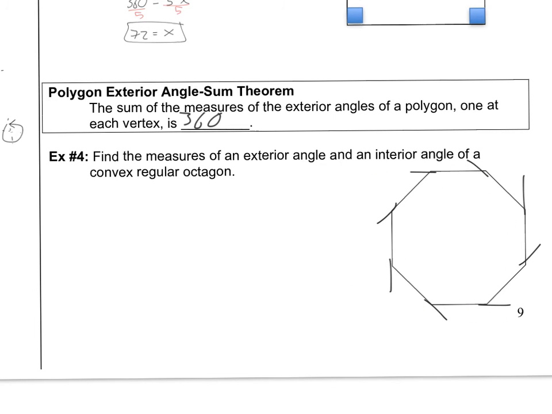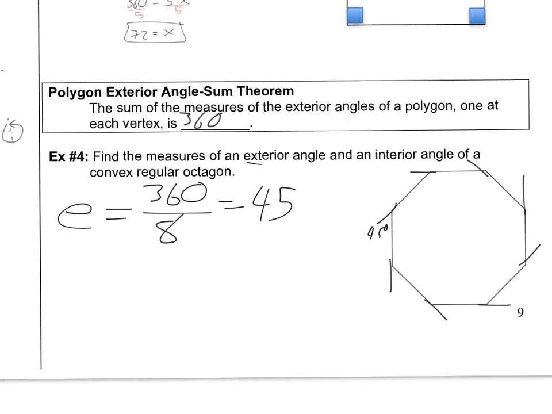Well, if there's 8 of them, wouldn't it make sense that one, I'm going to call it E, exterior angle equals 360 divided by 8? And 360 divided by 8, I believe, is 45. Yeah, it's 45. So that means each one of these angles here is 45 degrees. So we found the one exterior angle, right? And all of these are going to be 45, by the way, because it's a regular octagon, so all these exteriors are the same.